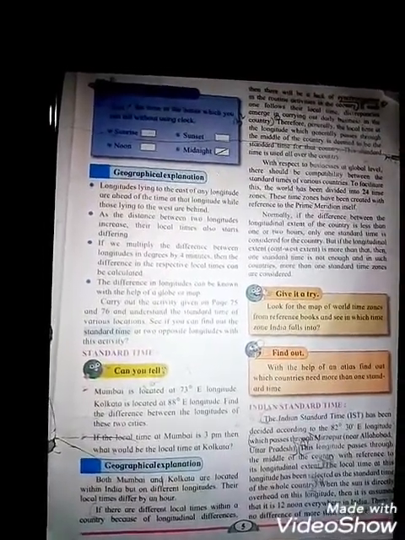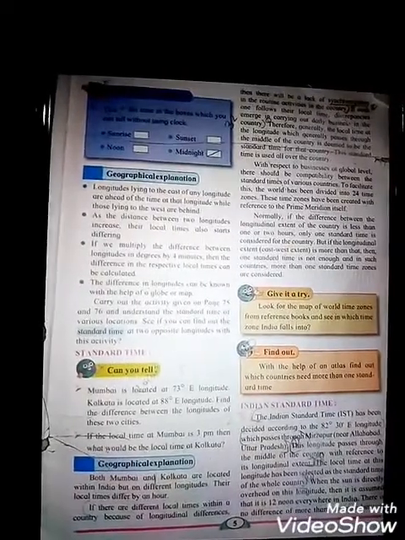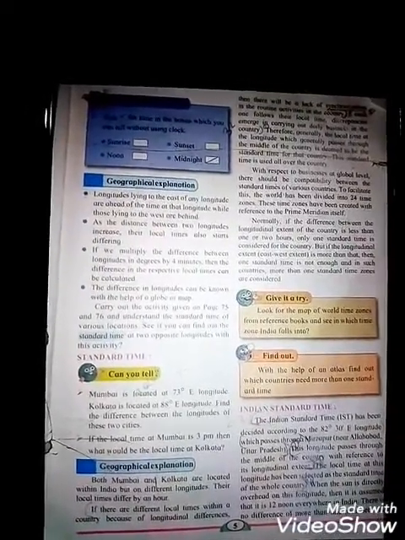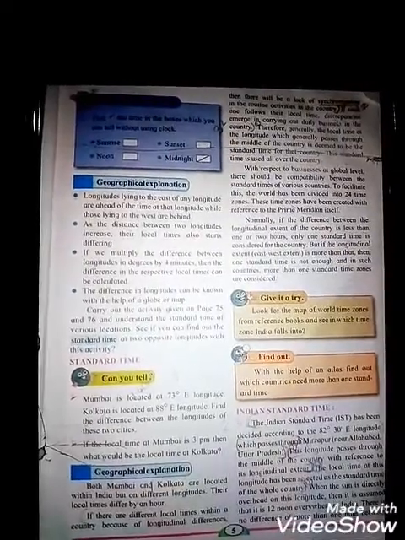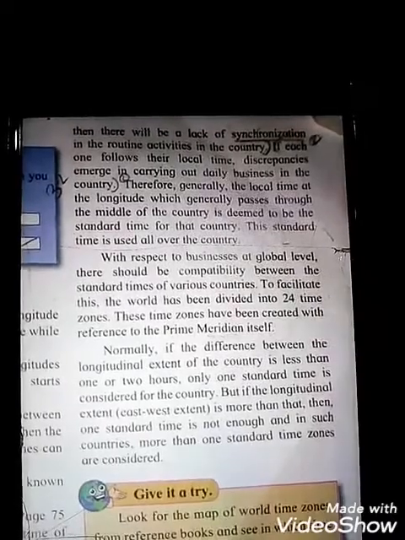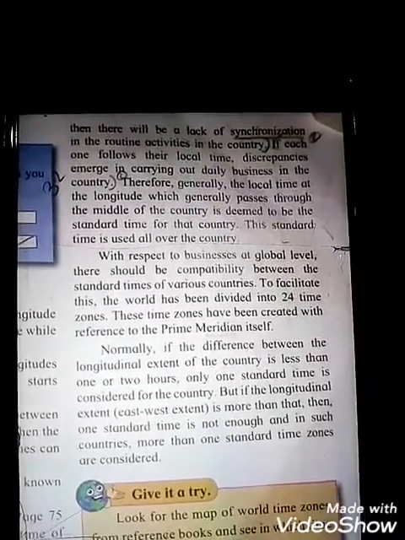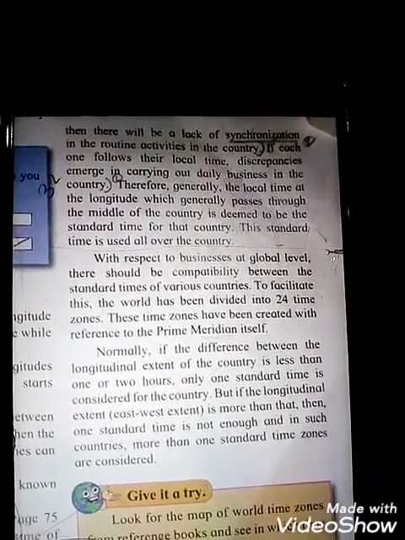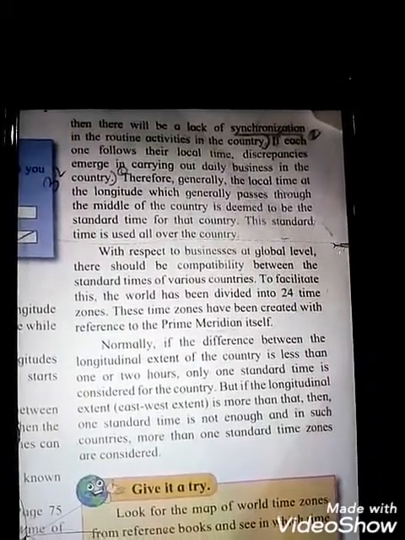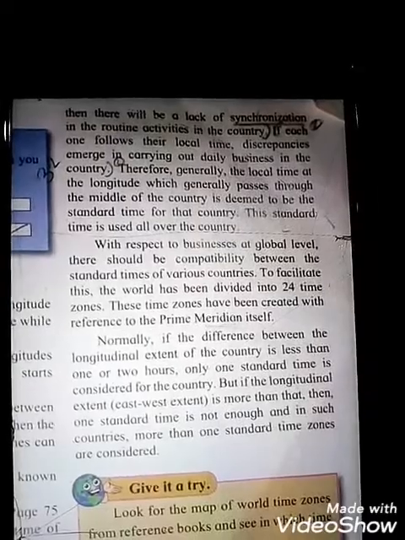Lack of synchronization will occur in the routine activities in the country. So it creates lots of problems. I said there will be lack of synchronization, meaning the situation when two or more actions or events happen at exactly the same time. At that time we face lots of problems in the routine activities in the country.